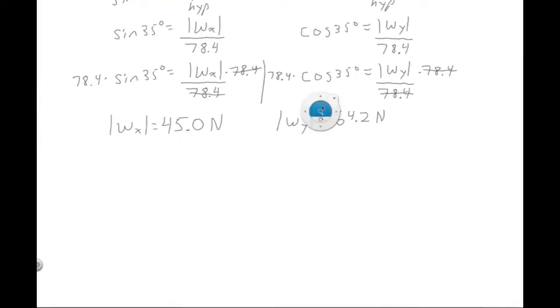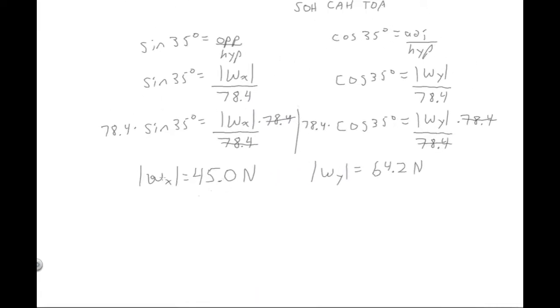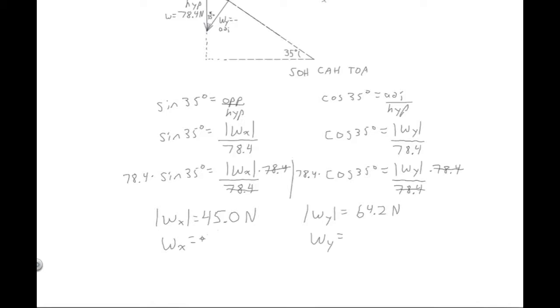All right, now remember, these absolute value symbols here are supposed to remind us that the SOHCAHTOA equations only tell us the magnitudes of the components, not the complete components. These are the symbols for the complete components, including plus or minus signs. And as we already determined, W sub x should be positive. But W sub y should be negative. We figured that out before. W sub y is negative.